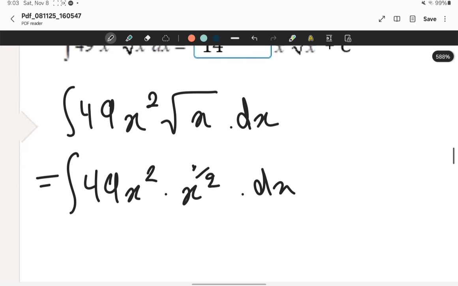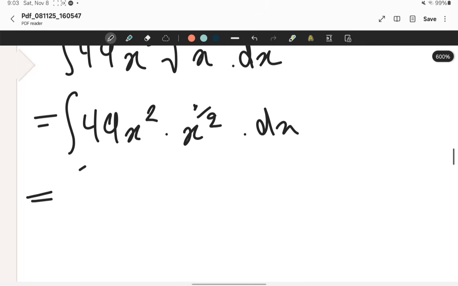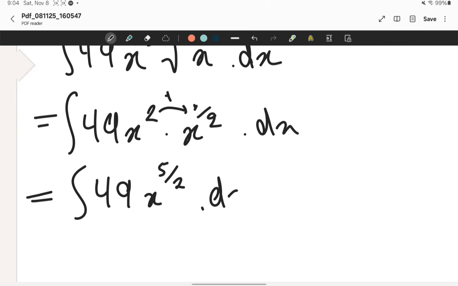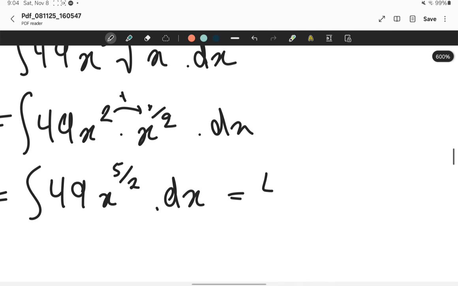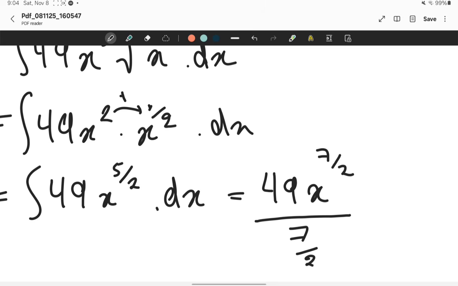This dx. This is also the same as saying 49 into x to the 2 plus 1 over 2. When you have two bases you could add their powers. So 2 plus 1 over 2 is 5 over 2 dx. Okay, so now we'll integrate this. It's 49, keep it as it is, times x to the 5 over 2 plus 1, which is 7 over 2.